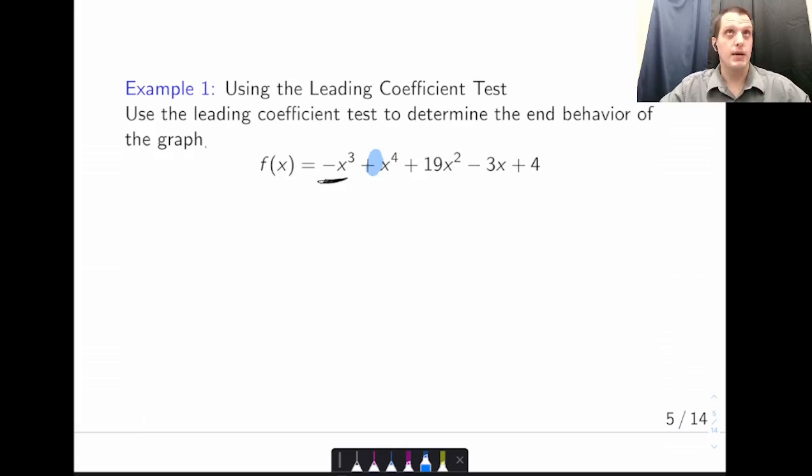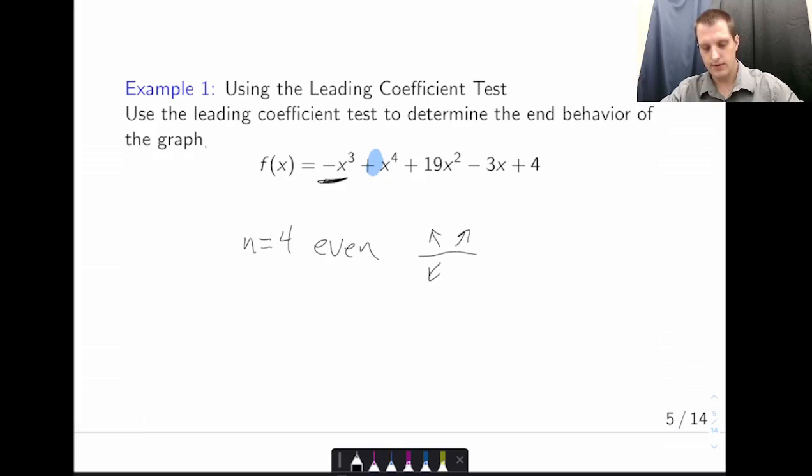So it has the highest power of n. In this case, our n is equal to 4, which is even. So right away that tells me that we're going to either get an up, up, or a down, down. Now it's just a matter of determining whether our a is positive. Well, when we don't write a number, we know it's a 1. Since there's a plus sign, it's a positive 1. So we get our a is equal to 1, which is greater than 0. So we know that this is our answer.